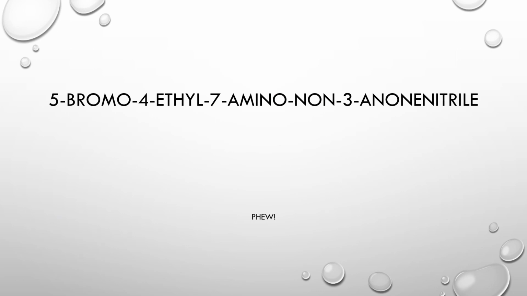So today's molecule is 5-bromo-4-ethyl 7-amino non-3-anone 9-nitrile. And let's just draw that 9 in there. So we know that that should have a 9 in. It should be like that. So we know where everything is bonded in the chain. So, phew, that was indeed a difficult molecule.